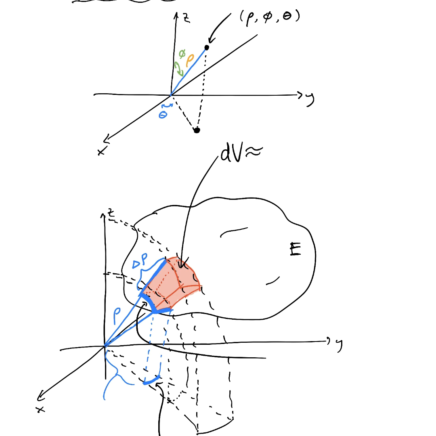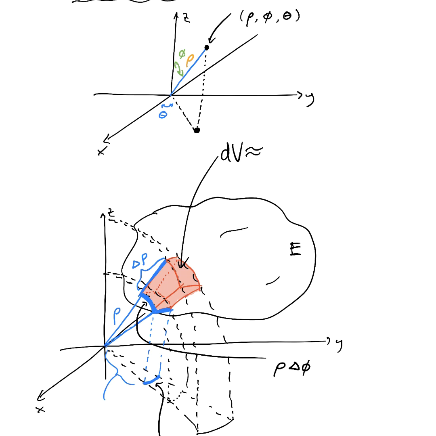Therefore, that little edge is roughly rho times change in phi, because that's the arc length along the edge of a circle of radius rho with angle tiny amount of phi.